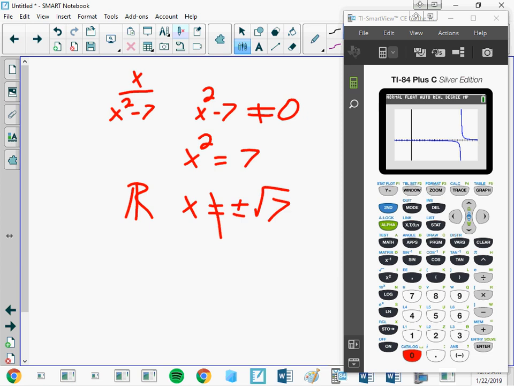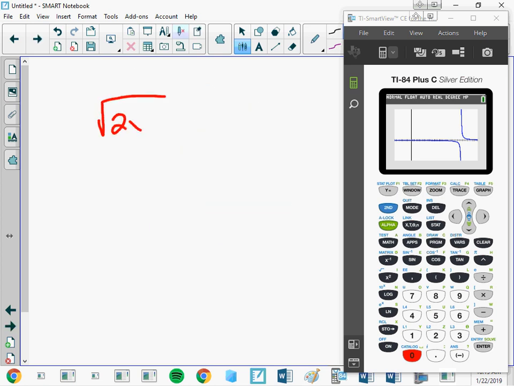Okay, number 3, any questions? Whenever you are solving a square root equation or a logarithm equation, you always have to plug your answers back in to see whether or not they work.